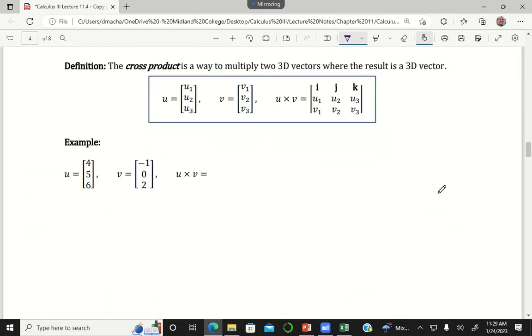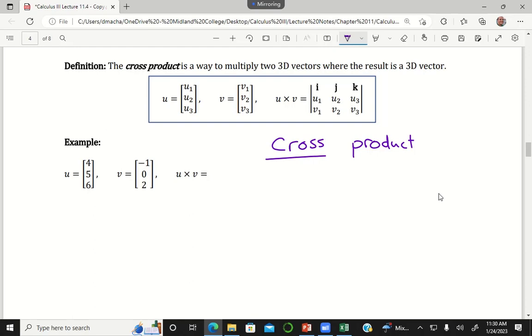So this is what I'm really trying to get to. It's called the cross product. Yesterday, we talked a lot about the dot product. The dot product was a way where we multiplied two vectors, and the product was a scalar. The cross product is going to be a way to multiply two vectors where the result is a vector.